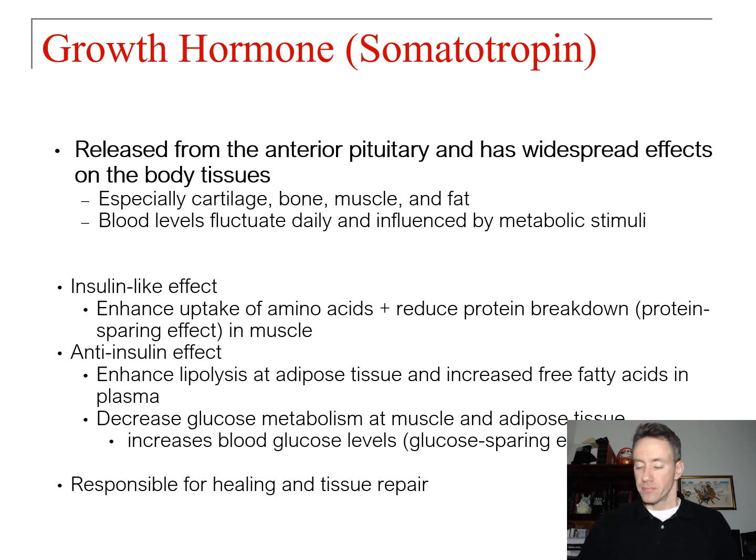So growth hormone is released from the somatotropic cells in the anterior pituitary. It's one of the most abundant hormones released from the pituitary gland, and it has widespread effects on body tissues. It has effects on things like cartilage, bone, muscle, and fat. Those seem to be some primary things that it does. And its blood levels do fluctuate.